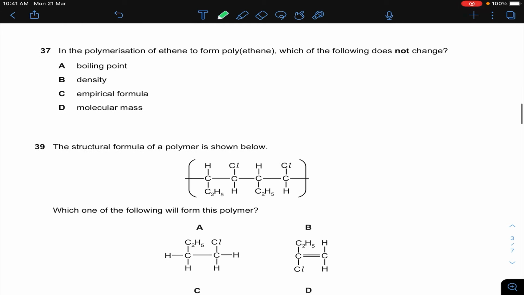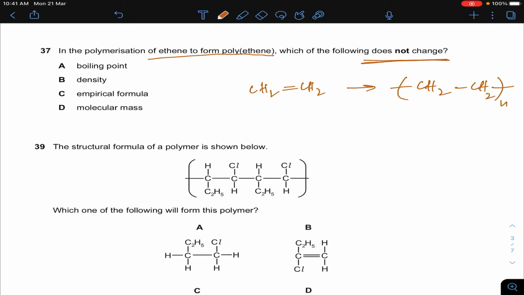Alright, so the next question is, in the polymerization of ethene to form polyethene, which of the following does not change? Boiling point, when we convert ethene into polyethene. Again, this is a question on the comparison of polymer and the monomer.